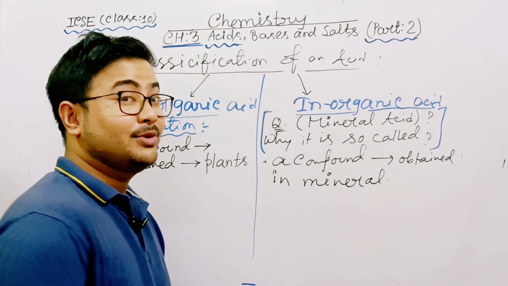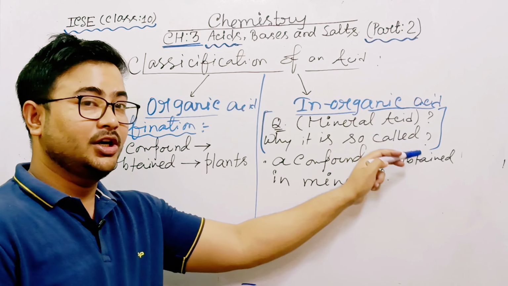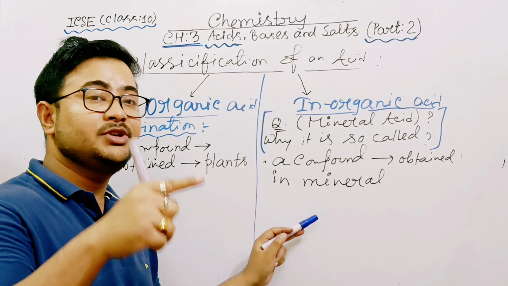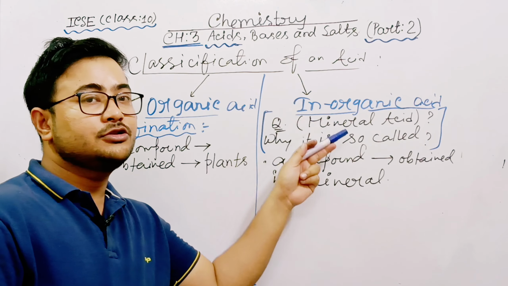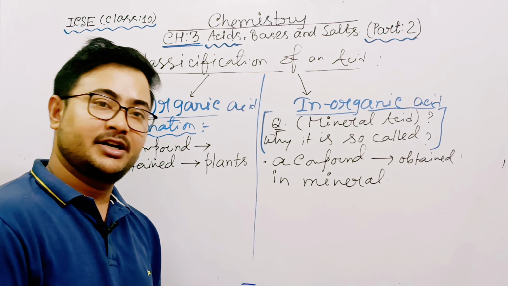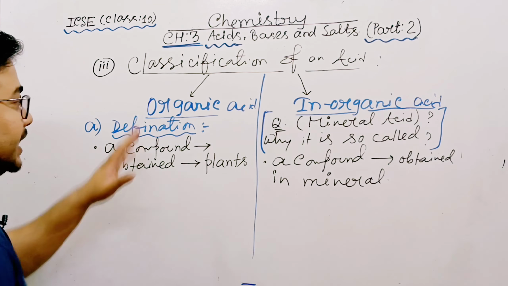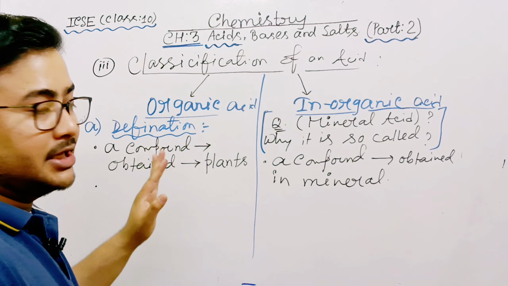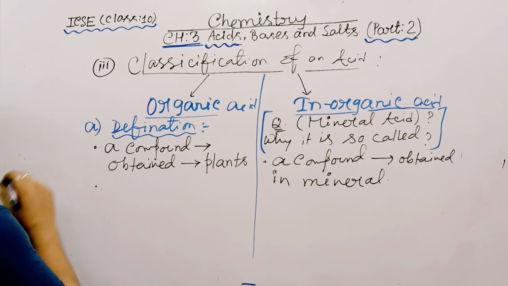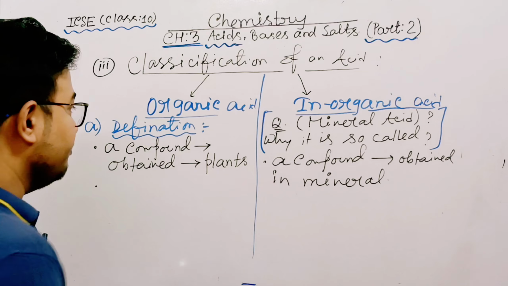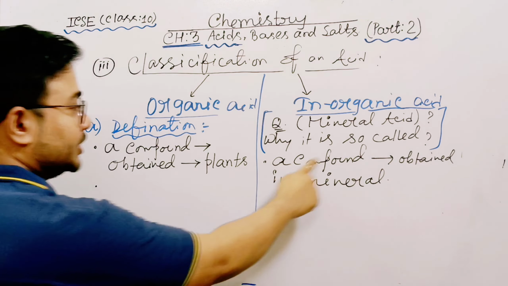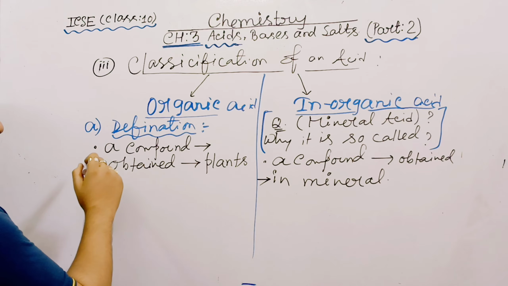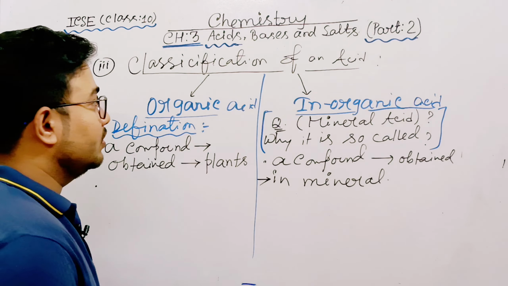Do you understand the answer to this question, why it is so called? Since the inorganic acids are generally found or obtained from the minerals, that is why it is also called mineral acid. Okay, now there is no other name for organic acid. Another name of inorganic acid is mineral acid, but there is no other name of organic acid. Now the next point, definition is done. Make your own definition from the points, as I already told: organic acid is a compound that is obtained generally from plants.